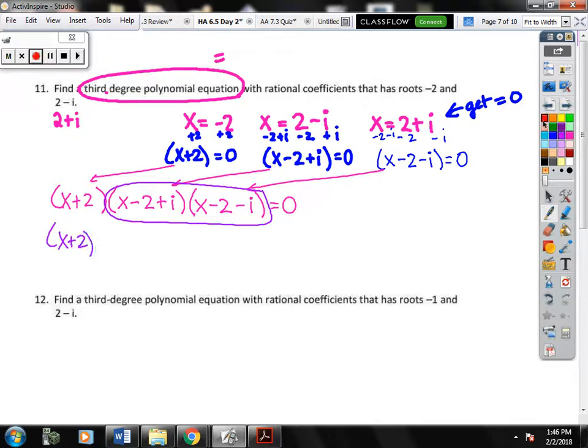So, x times x squared. x times a negative 2, minus 2x. x times a negative i is a minus xi.